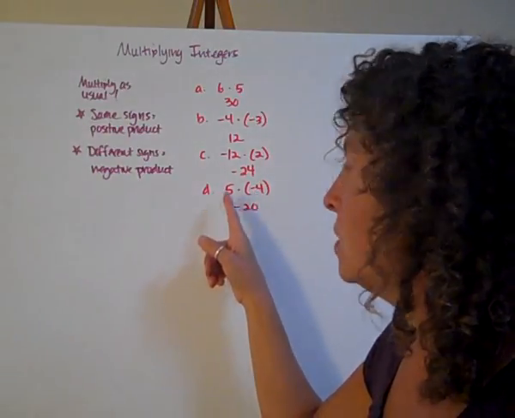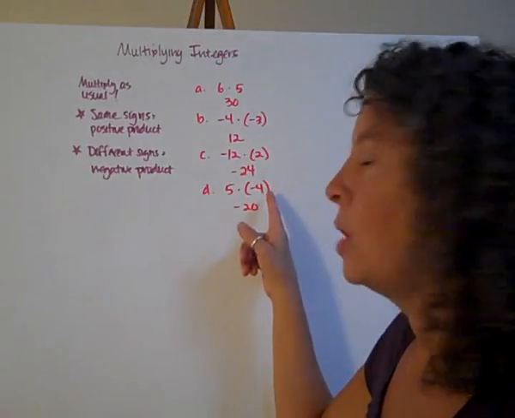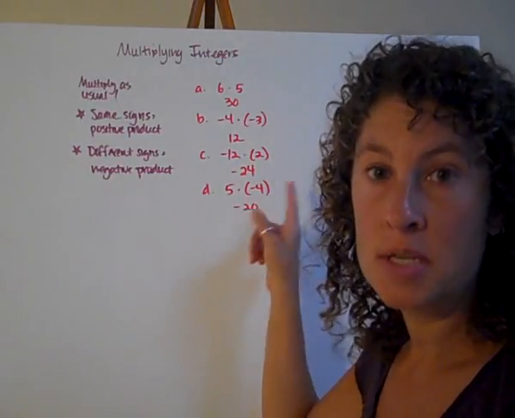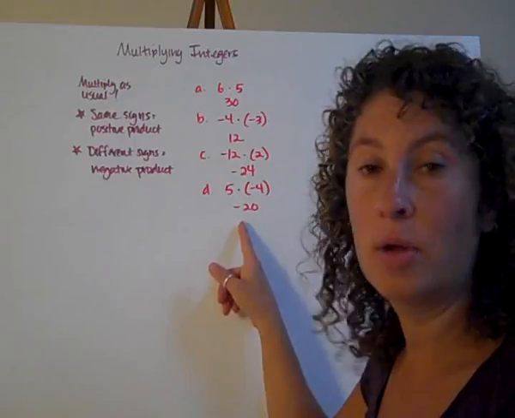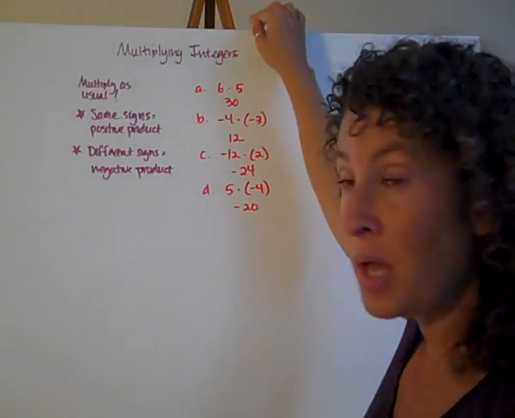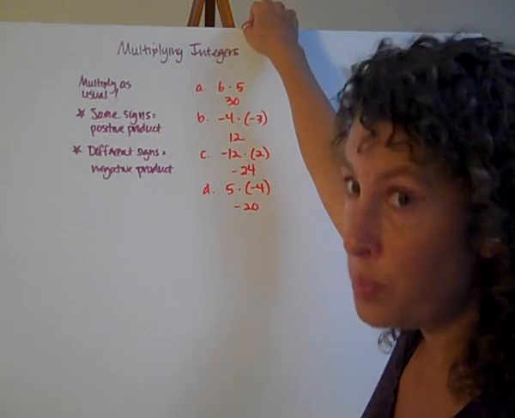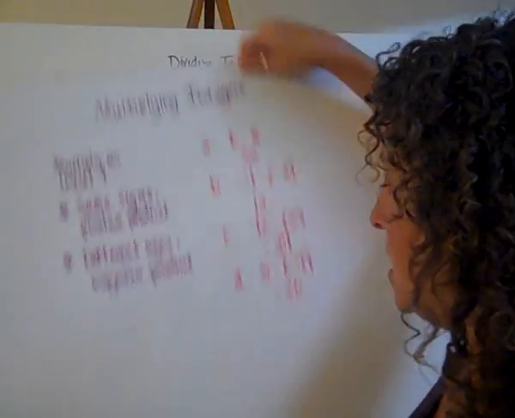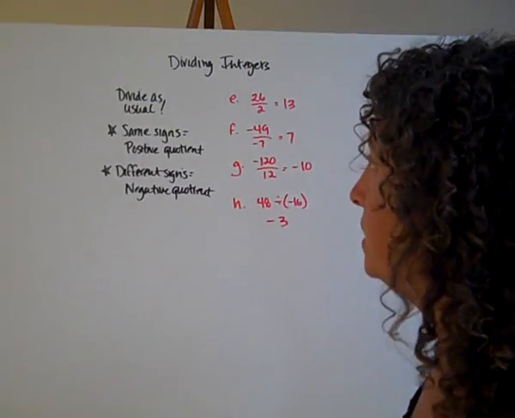And our last example, 5 times negative 4, I've got opposite signs again, so I'm going to have a negative when I'm done. 5 times 4 gives me 20. That's multiplying. Let's try dividing, which is pretty straightforward as working with multiplying.